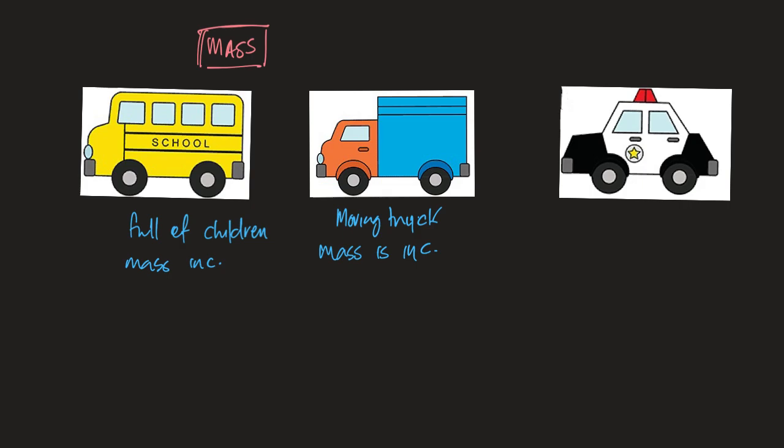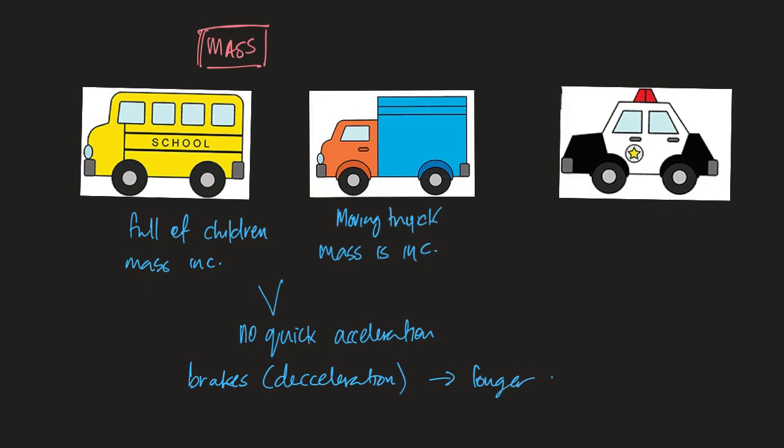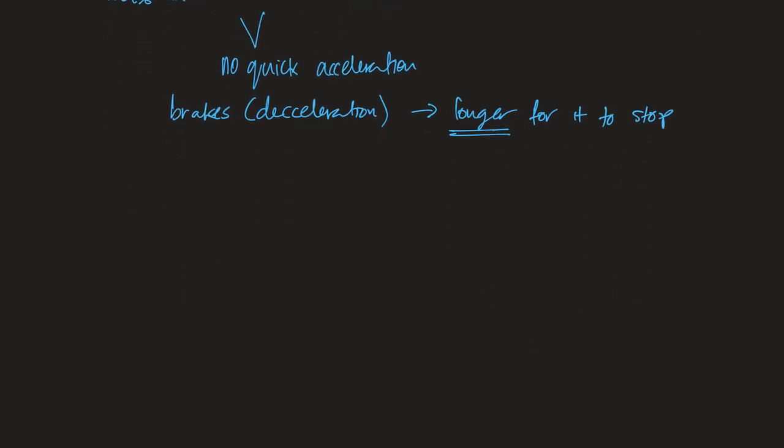So let's say if he's at the traffic light, we know that there will be no quick acceleration. The reason for that is because it's too heavy when he pulls away from the traffic light. Also, when he applies brakes for deceleration, that must be done in advance because it will take longer for it to stop. When we do momentum and we get into work, energy and power, you'll be able to see how these things actually affect the system.